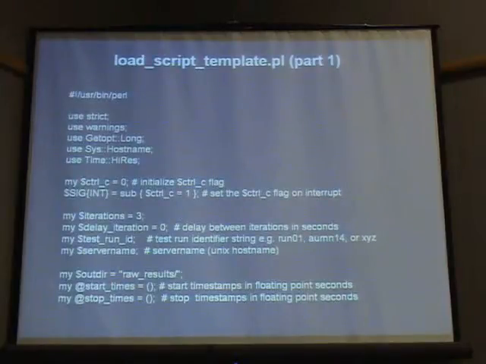There's a get options, or get up long. It's just host name. It's used for putting the generator host name in the raw results file name. Uses time high res. Again, trapping interrupts, some variable definitions, setting up the output directory for raw results, start and stop times.